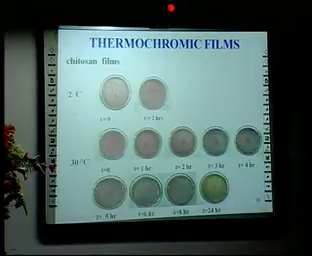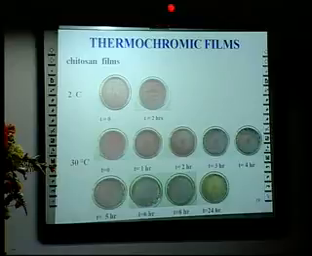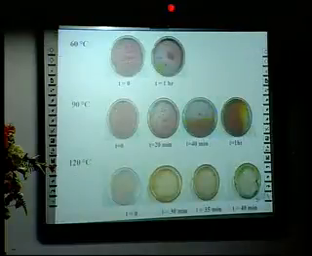At a low temperature, the time taken to get the color change is very high. But at a high temperature, the matrix changes its color very quickly.